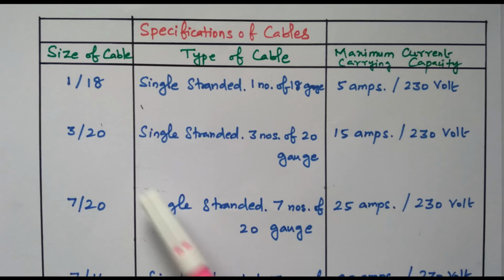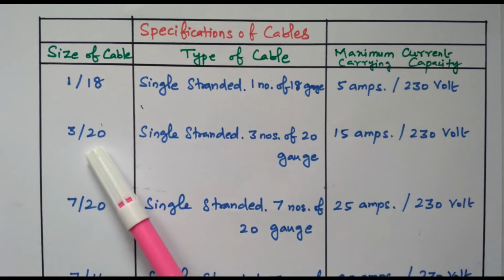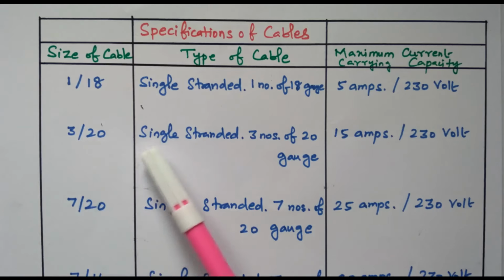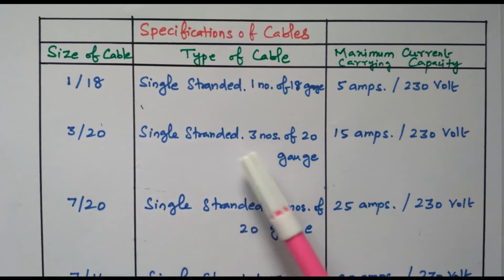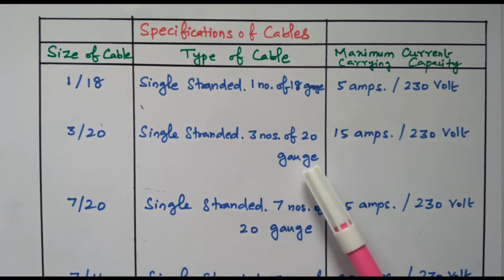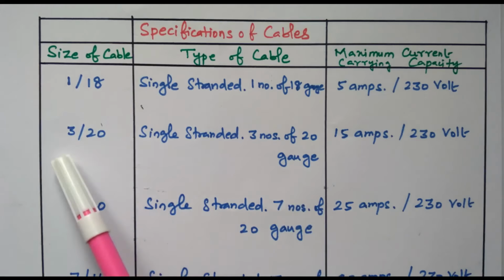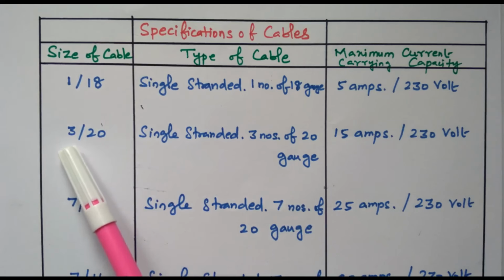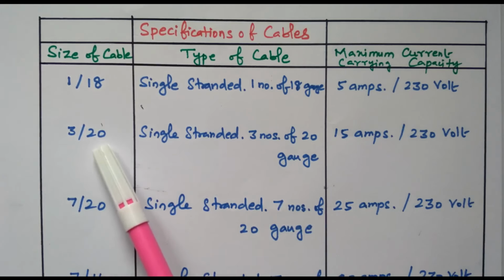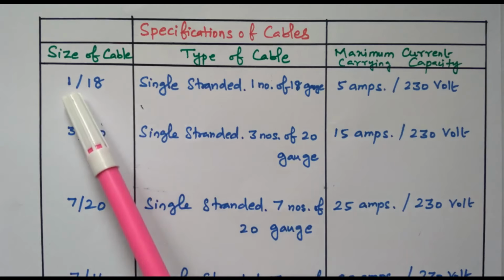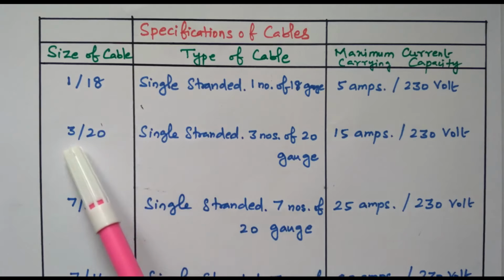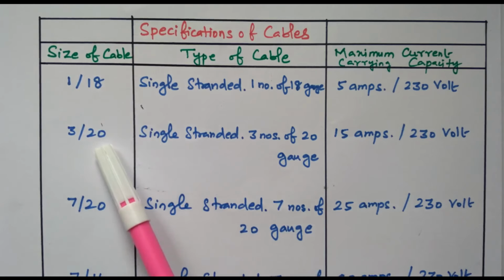The second type is 3/20. Here 3 numbers of 20 gauge conductors will be available. From the number itself we can easily identify that. The previous one had only one conductor with 18 gauge. Here there are 3 conductors with 20 gauge.